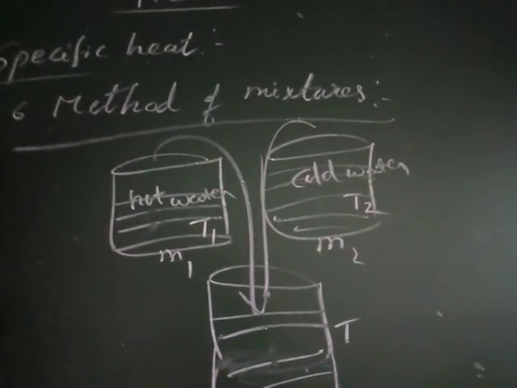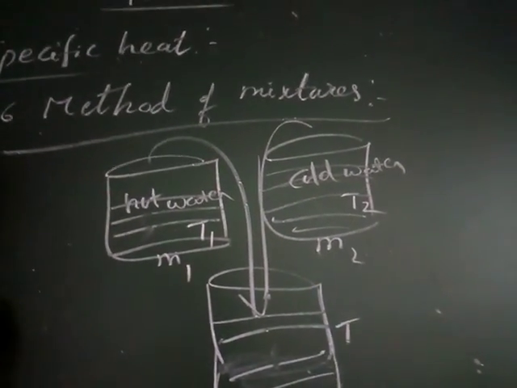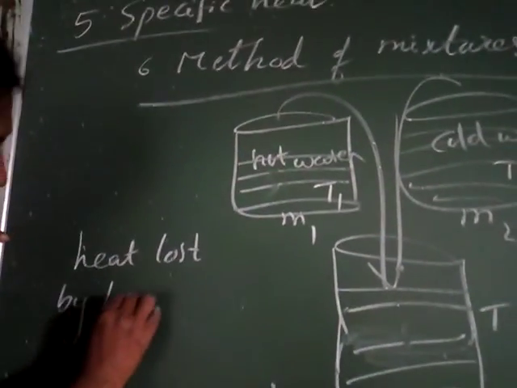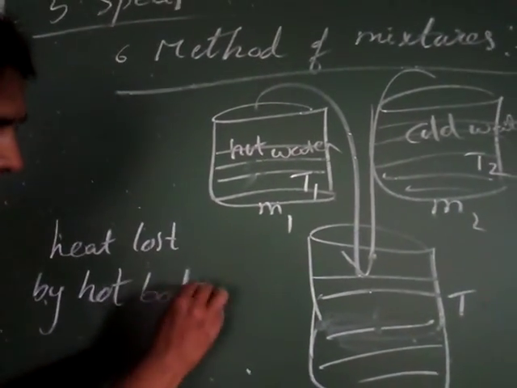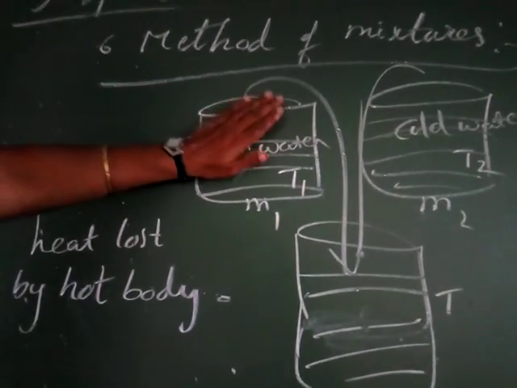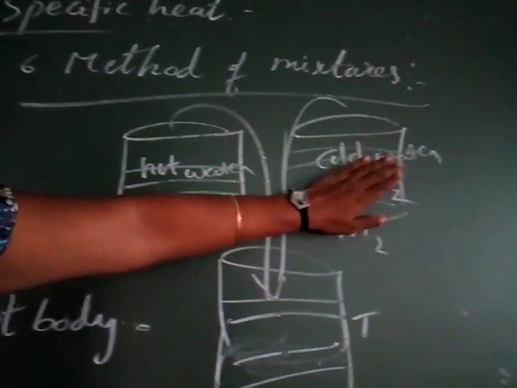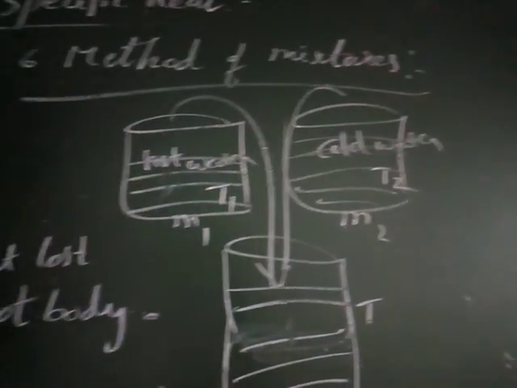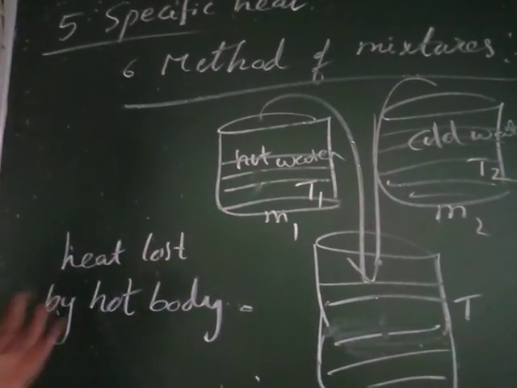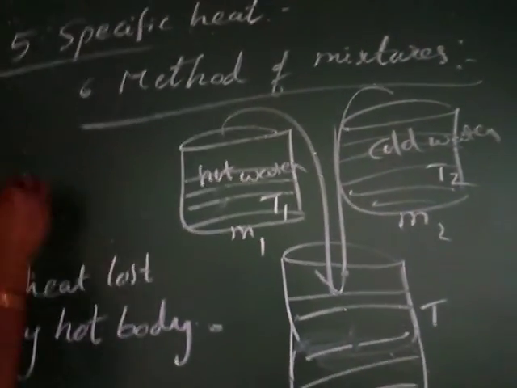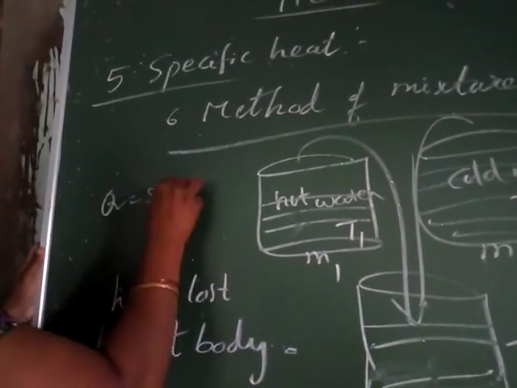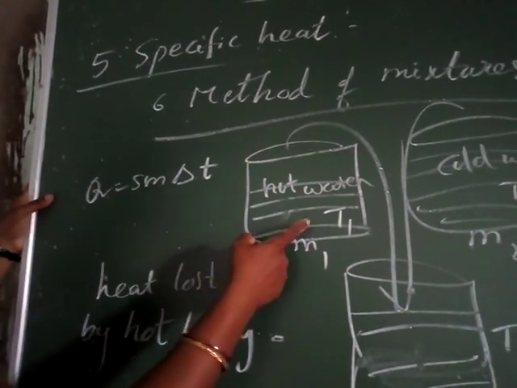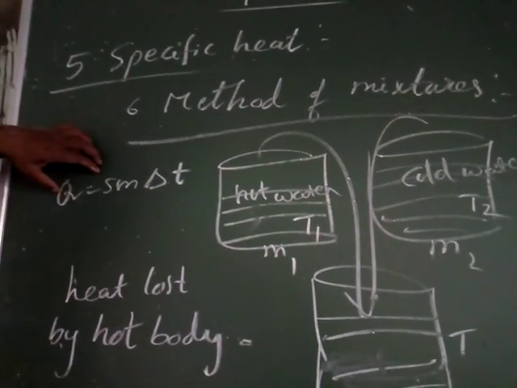Heat lost by the hot body, we have to calculate. That means it will give some quantity of heat to the cold body. We know that the cold body is gaining some heat from the hot body. Then how much heat is lost by the hot body, we have to find out. What is the formula for this? Q is equal to S m delta T. We know that. For the hot body, by using this formula only, you can write.